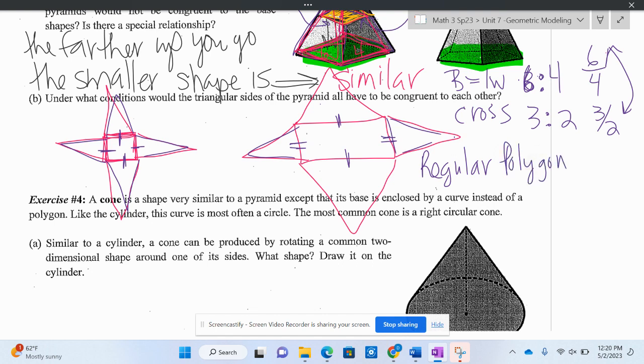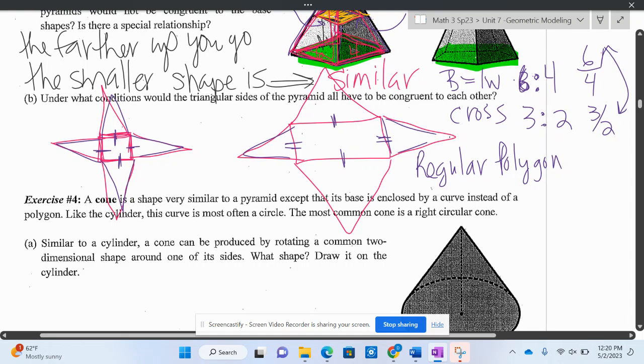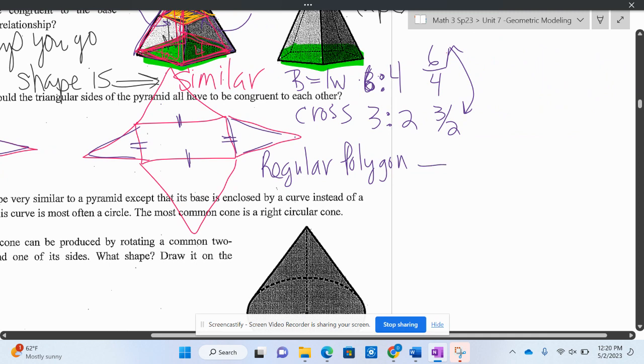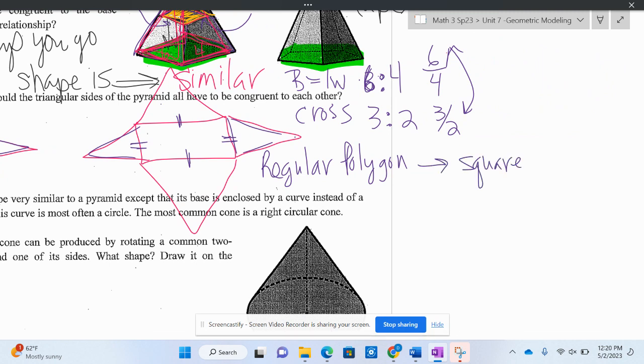A regular polygon. So what would make all of the triangular faces congruent to each other? If I had a regular polygon, like a square or a regular hexagon, just any shape as long as all the sides are congruent. So regular means that the sides are congruent and it has congruent interior angles. That's what regular means. Congruent sides, congruent interior angles. Okay.